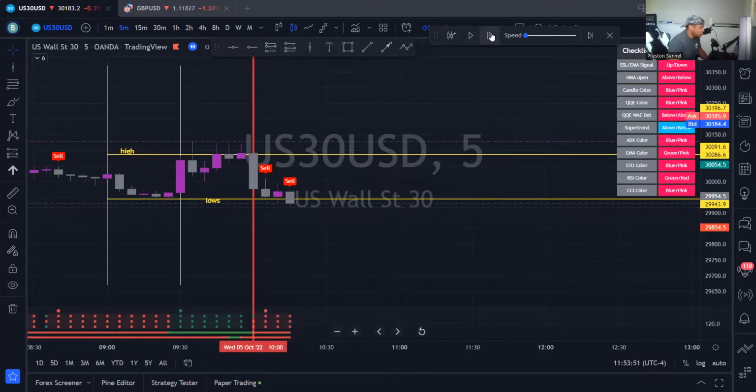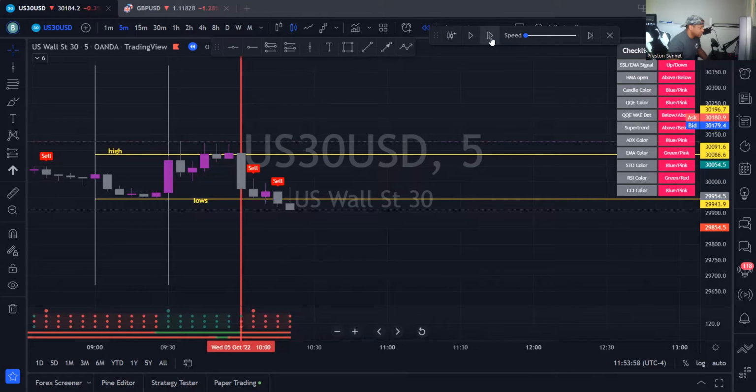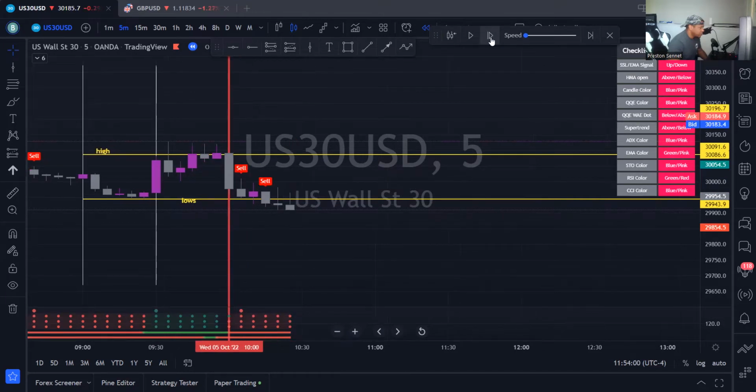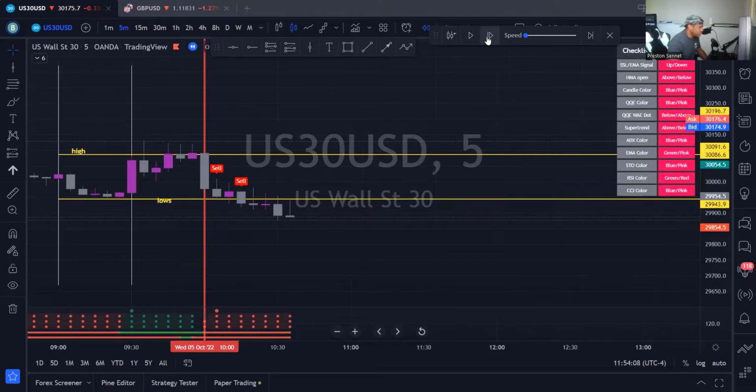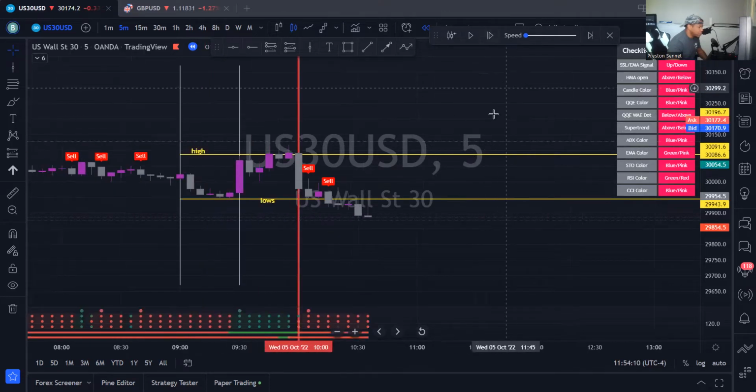All right. Let's continue to go. All right. Sale, blue, nothing. Don't take the trade. All right. Continue to go. Nothing. You have to have these confluences. See, it's underneath and it's 90% red. We still don't take it. We shouldn't be trading at this point anyway.